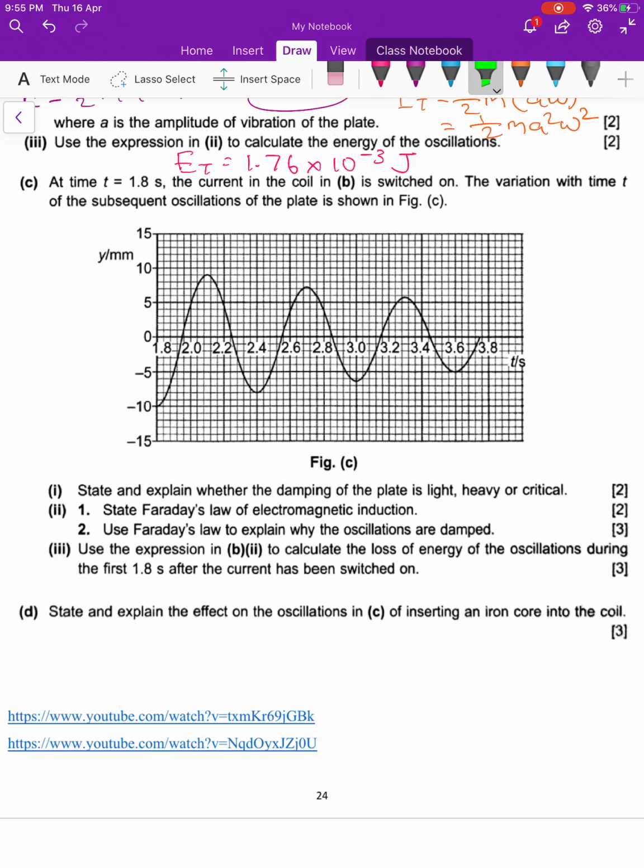Okay, but C at time equal 1.8 秒，the current in the coil is switched on，就代表我的 copper plate experience a change in magnetic flux linkage. Okay, so 如果 there's a change in magnetic flux linkage，就会有 EMF induced inside the metal copper plate. So state explain.